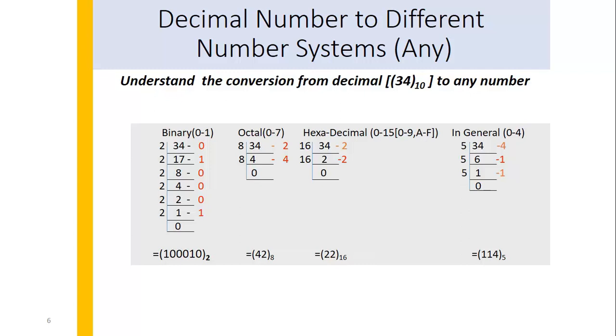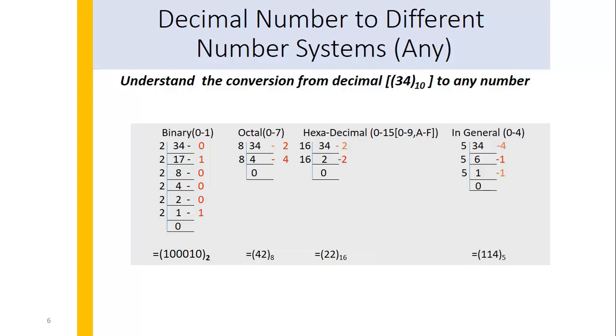Now if we have to convert a decimal number, that is 34 in this scenario, to an octal number, then we need to divide this 34 by 8. If you divide 34 by 8, we get 4 as quotient and 2 as remainder, right? This quotient is again divided by 8 to get 0 as quotient and 4 as remainder, right? So the 34 in decimal is equivalent to 42 in octal, right?